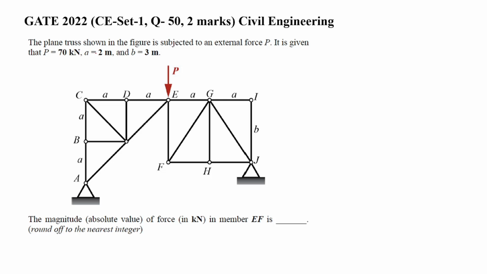The plane truss shown in the figure is subjected to an external force P. It is given that P is 70 kilonewton, A is 2 meters, and B is 3 meters. See, this is 70 kilonewton, and every A here is 2 meters, and B is 3 meters. So here it is 3 meters, and here it is 2 meters. So totally 4 meters from A to C.